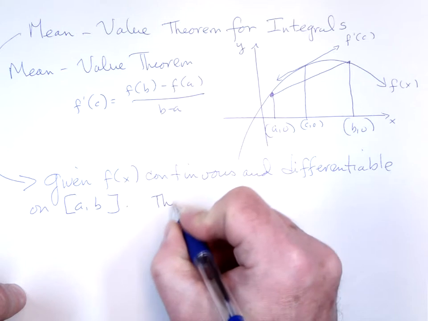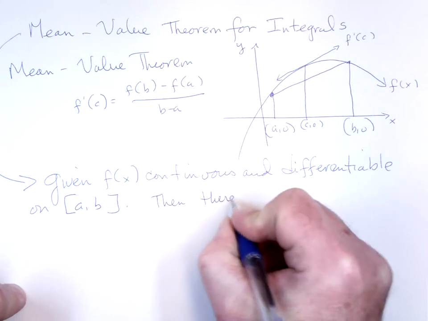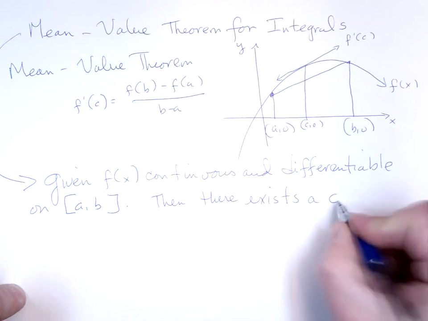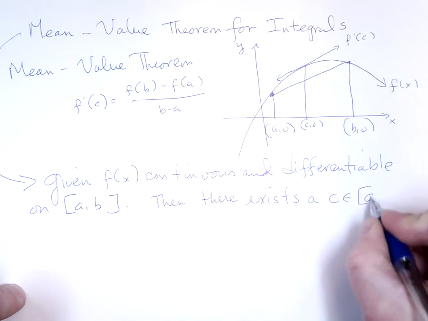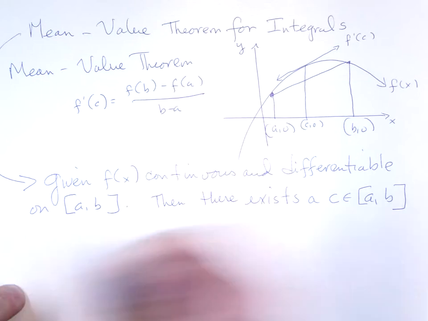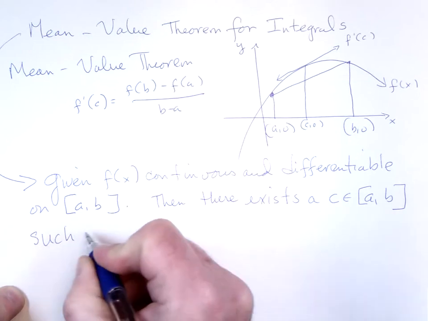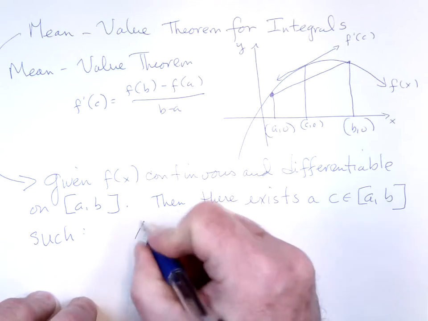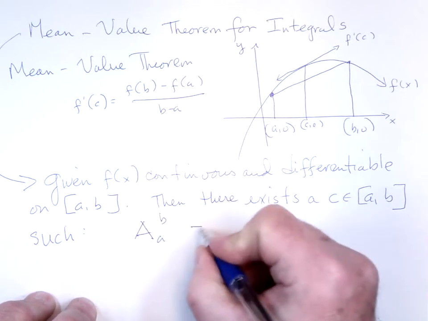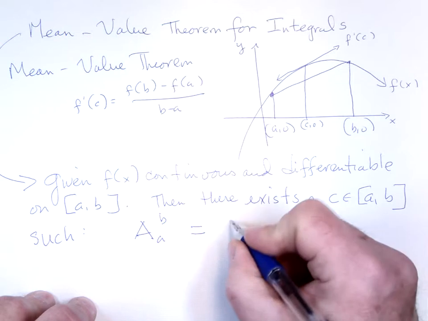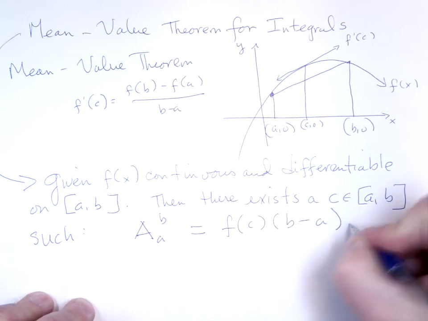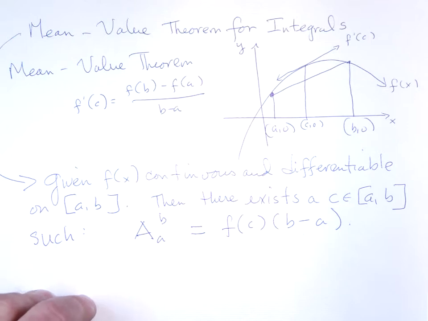Then there exists a c in the interval such that the area from a to b is equal to f of c times b minus a. What the heck is that? Okay, let's take a look at it.